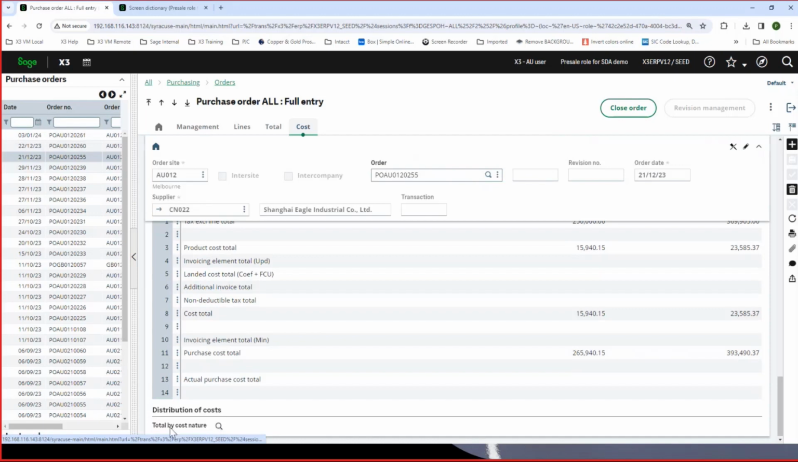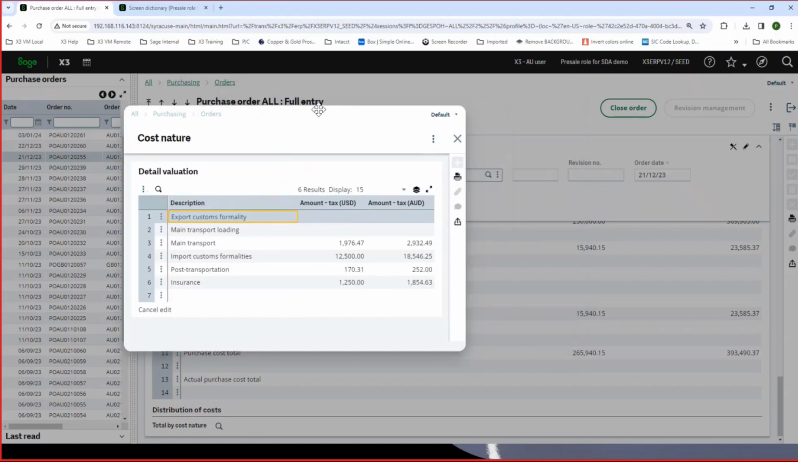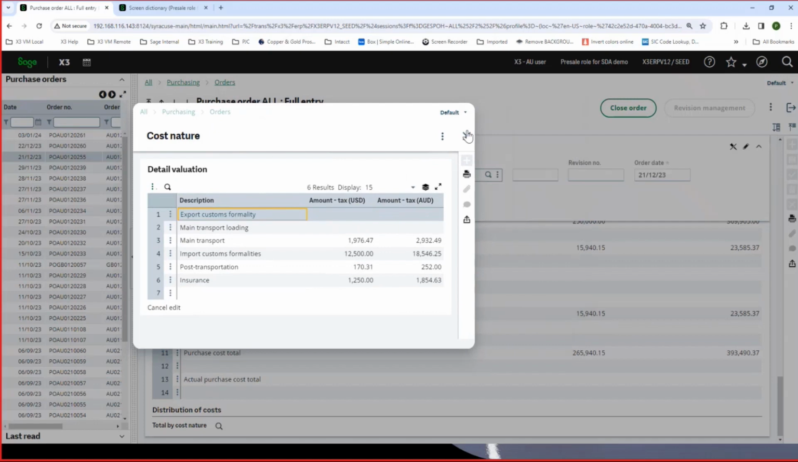And if I want the detail, I've got total cost by nature. So these are major families. I can see that at the moment I'm paying close to 2,000 US dollars in sea freight. And then the rest is calculated here. Some of this is percentage. So import customs facilities is a percentage, insurance is a percentage, and it's actually a 5% over my $250,000 here.